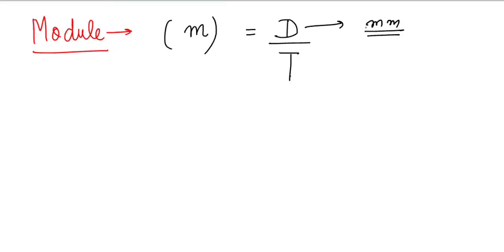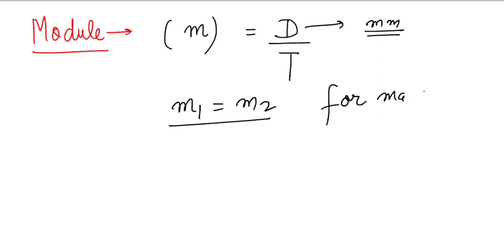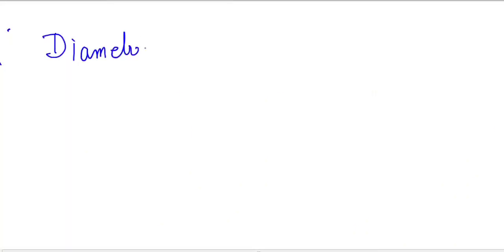And whenever two gears are meshing, it must be the condition that m1 must be equal to m2, for mating gears. Otherwise m1 and m2 could be different. Okay, Anjali. So now the third parameter is there, diametral pitch. What is this diametral pitch, Anjali?